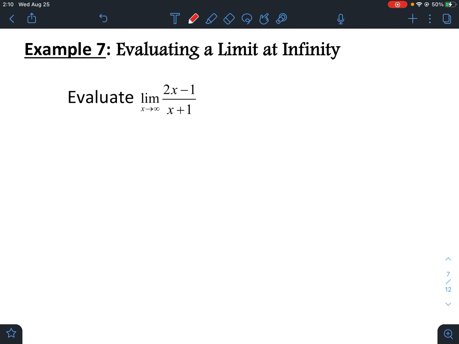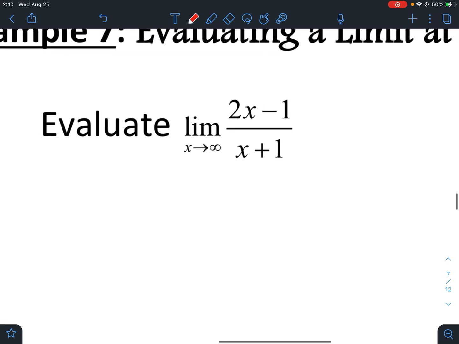All right, here, if you want to do direct substitution right away, unfortunately, you're going to get infinity minus 1 over infinity plus 1, which is infinity over infinity. Infinity over infinity is kind of like 0 over 0, which tells me I have to do a little bit of work, and I might still be able to get a limit answer after some manipulation.